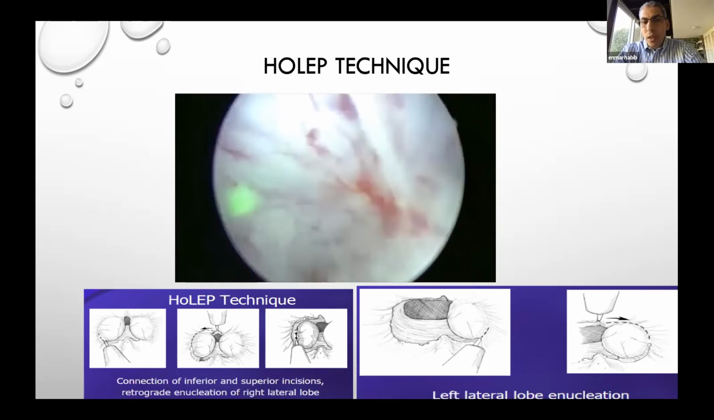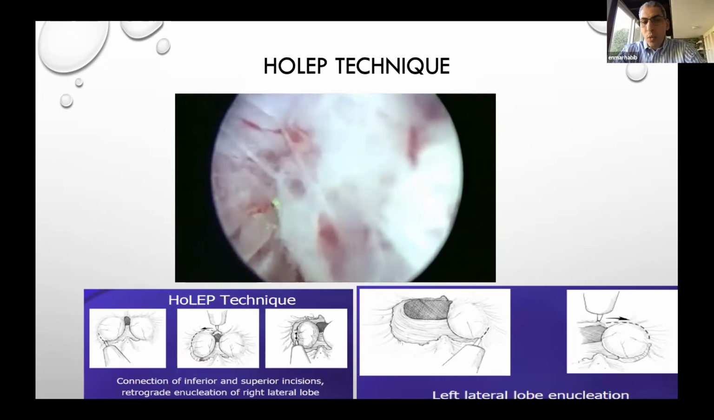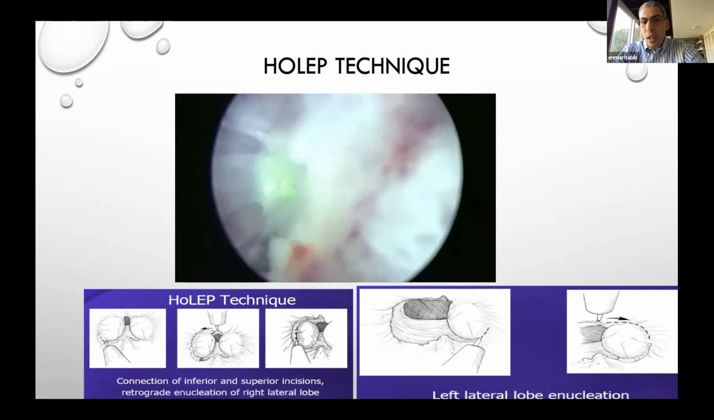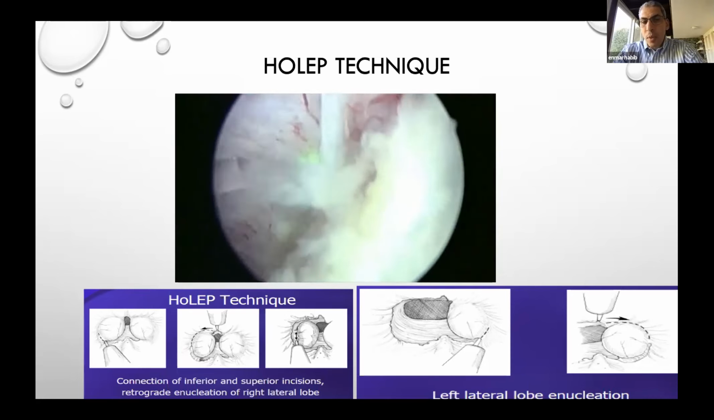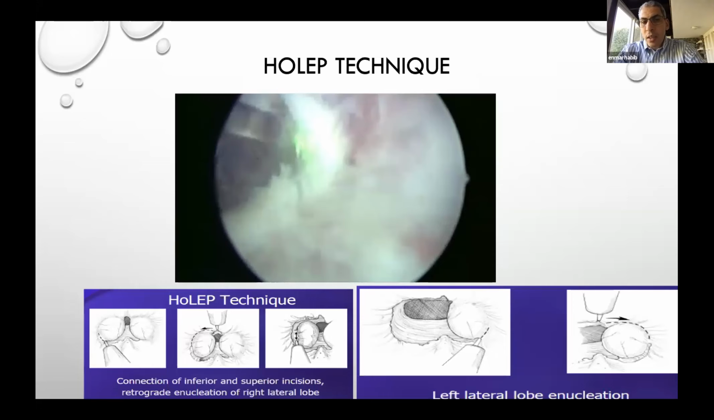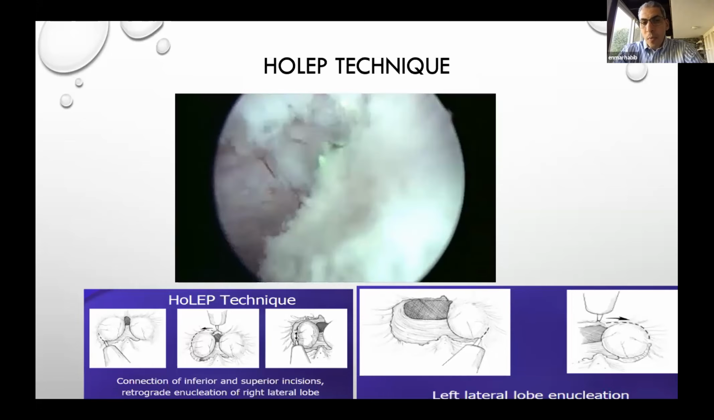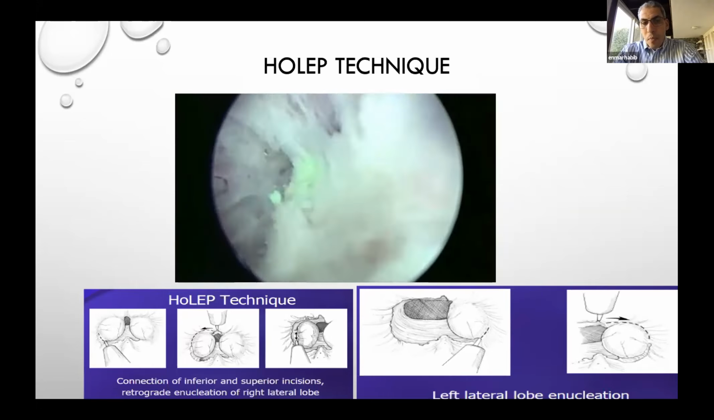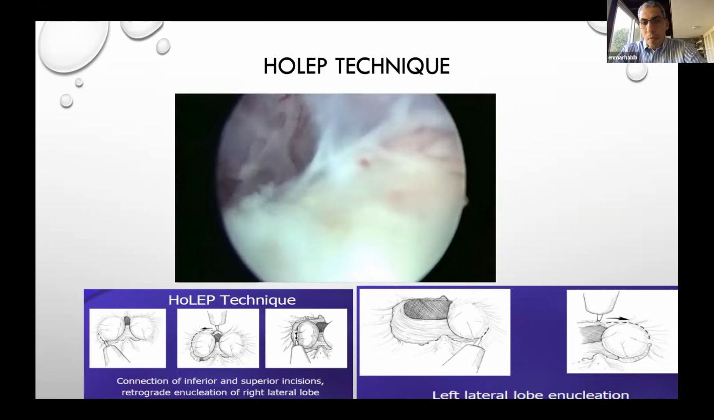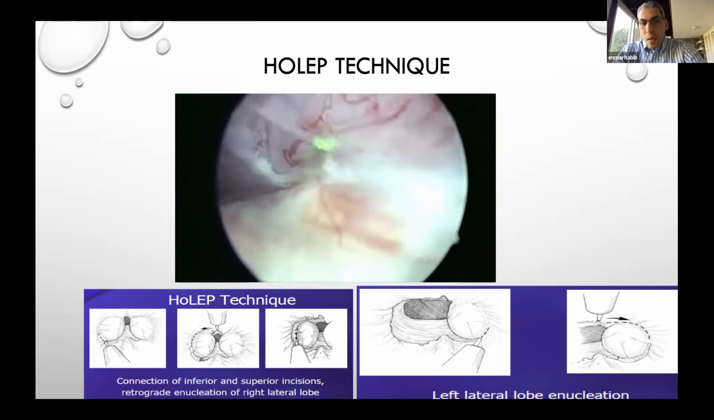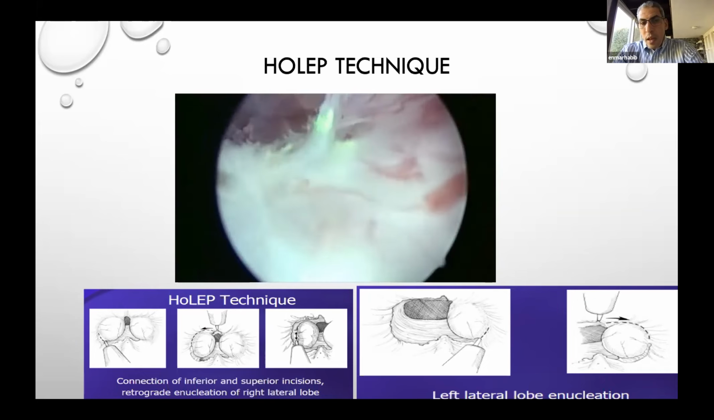The rate of blood transfusion is very low in HoLEP compared to open prostatectomy and TURP, because here you are working at the surgical capsule. So you are only facing the blood vessel, or the feeding vessel, once at the site where it feeds the adenoma. So once it gets coagulated, you will not have bleeding again. This is in contrast to TURP, where you are cutting inside the same vessel several times.